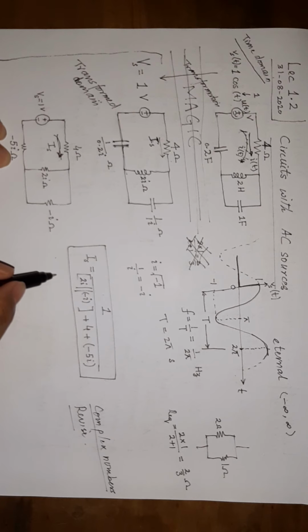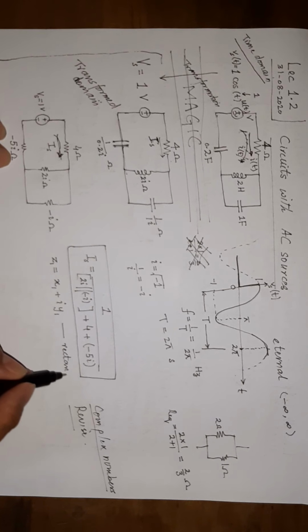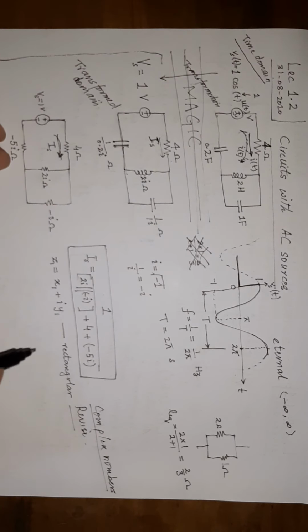So what do we get? So in complex numbers, suppose Z1 is a complex number. You know, a complex number has a real part and an imaginary part. This way of writing a complex number is called the rectangular way of writing the complex number.